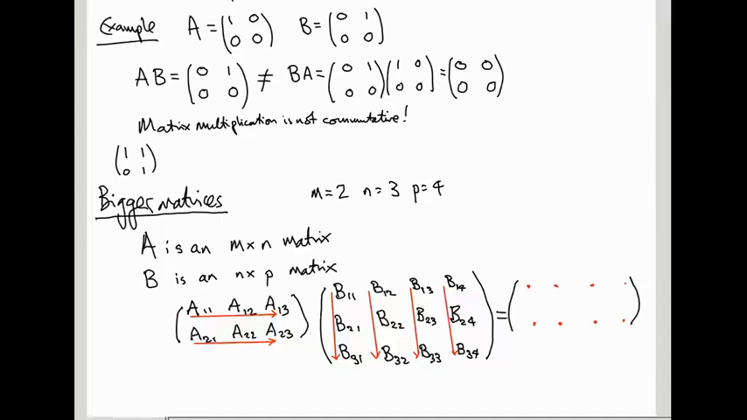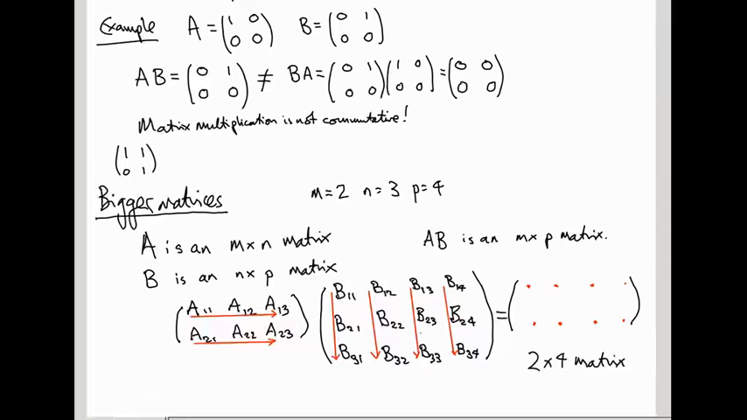So the result then is a 2 by 4 matrix. And in general, AB, if A is M by N and B is N by P, AB is an M by P matrix. Right? Just in exactly the same way. There's one row of AB for every row of A, and there's one column of AB for every column of B.